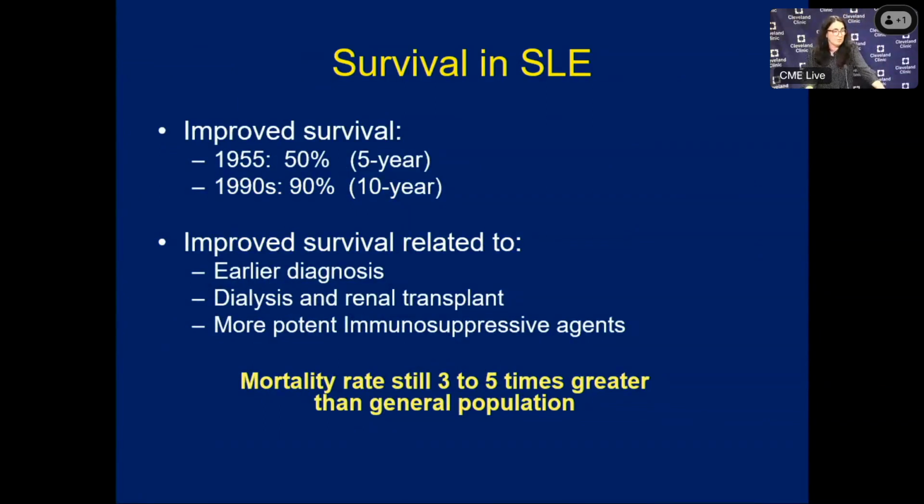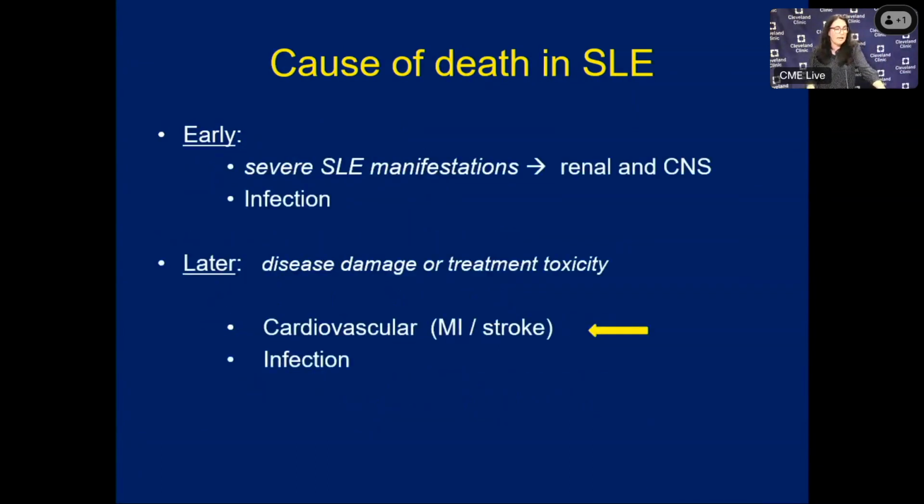Survival in lupus has improved significantly if we compare the 1950s to the 1990s, and the improved survival is related to earlier diagnosis, the availability of dialysis and renal transplant, and obviously more potent immunosuppressive agents. However, mortality rate is still 3 to 5 times greater than the general population, and mainly because of cardiovascular disease.